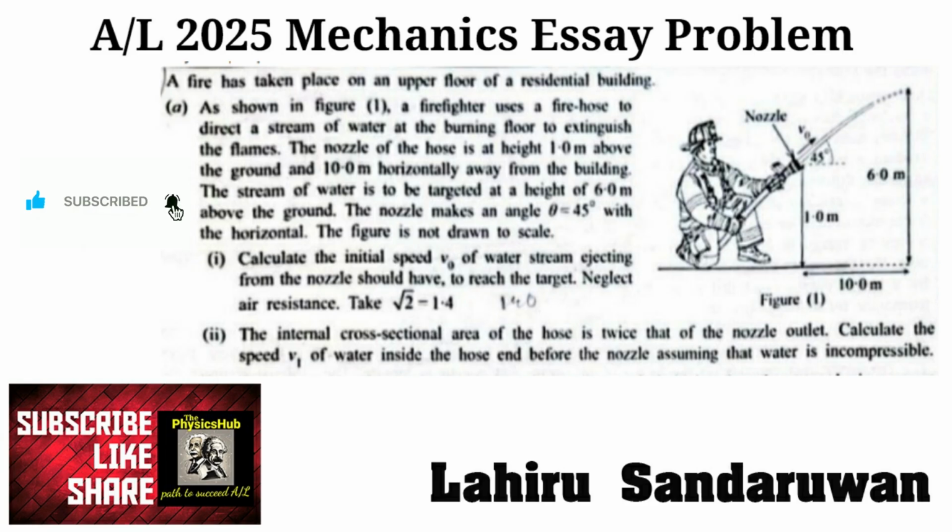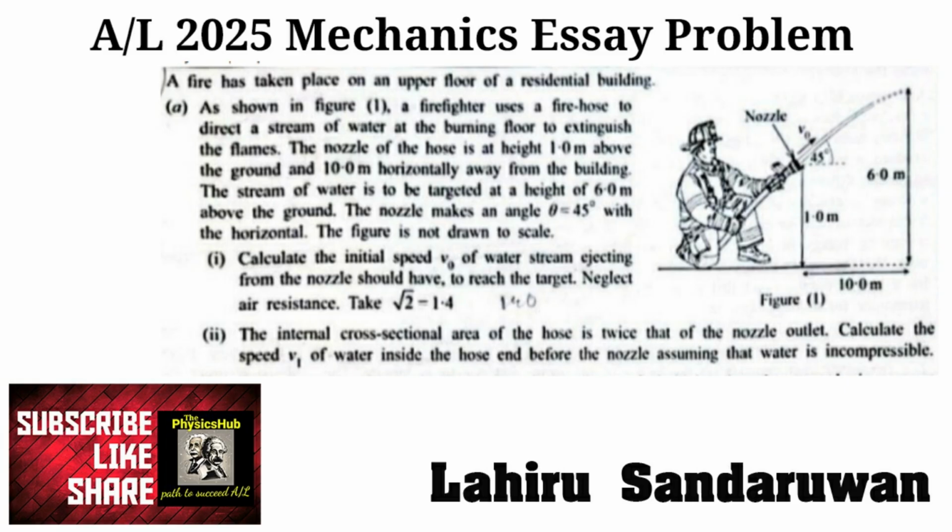extinguish the flame. The nozzle of the hose is at height 1 meter above the ground and 10 meters horizontally away from the building. The stream of water is to be targeted at a height of 6 meters above the ground. The nozzle makes an angle theta of 45 degrees with the horizontal. The figure is not drawn to scale.